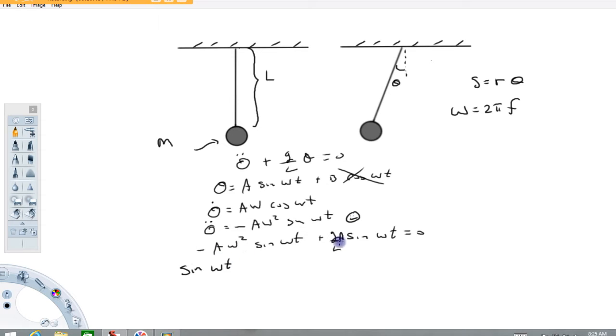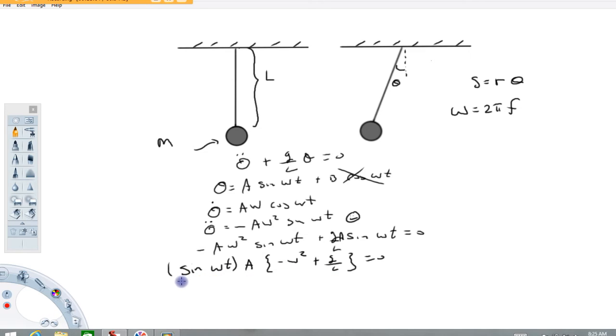Which means the a also can be factored out because it's common to both terms. And then we're left with, let's see, minus omega squared plus G over L equals 0. All right, so what we have here now is an equation where we have the product of three things, 1, 2, 3 equals 0.